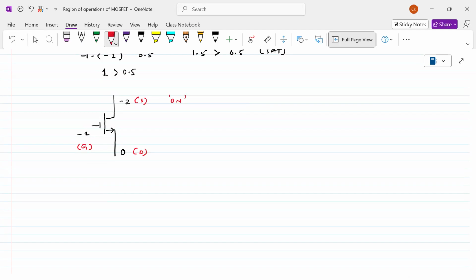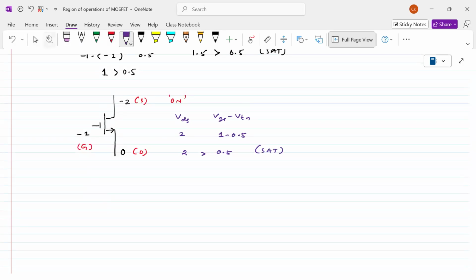What about it? If on, is it linear region or saturation? VDS we have to calculate and VGS minus VTN. What is the VDS? VDS is 2. What about VGS minus VTN? Sorry, VGS should be 1, right? 1 minus 0.5. That is 2.5. That is greater than. It is saturation.